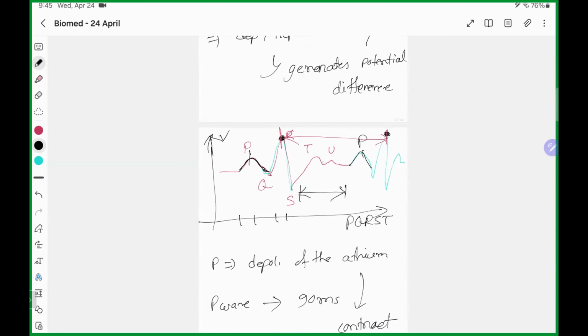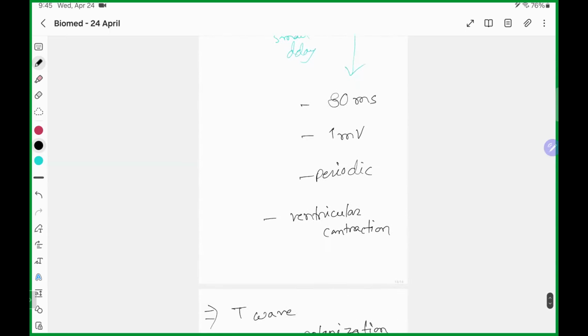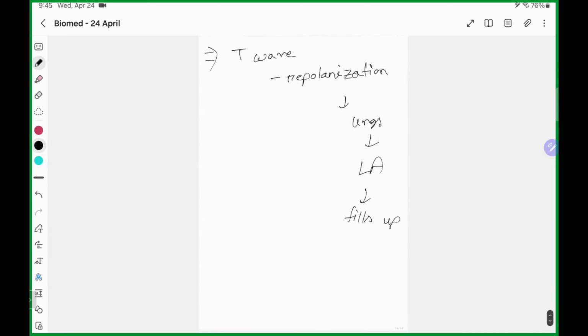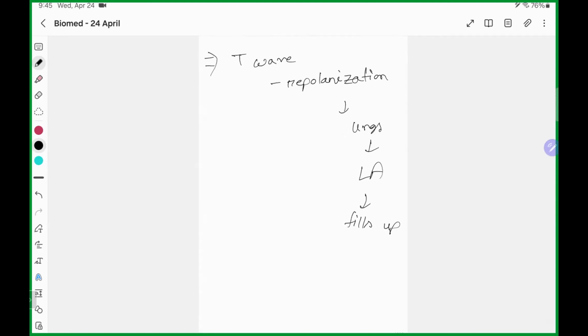Now this repolarization, like I said a little bit earlier, takes more time than depolarization. Repolarization takes much longer. It is much slower, and this is referred to the SV node, the sinoventricular node. So the atrium fills up and the blood comes back to your left atrium, then to your left ventricle. The repolarization is longer than your depolarization.